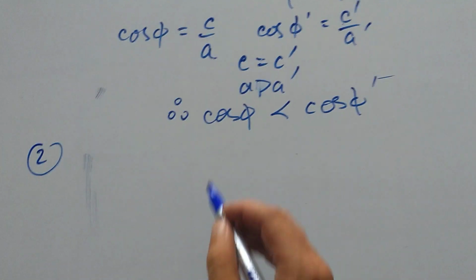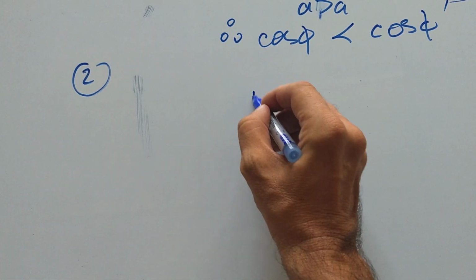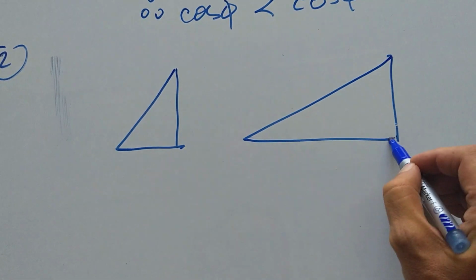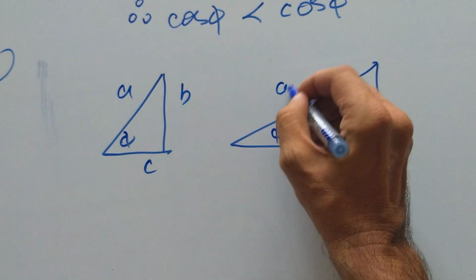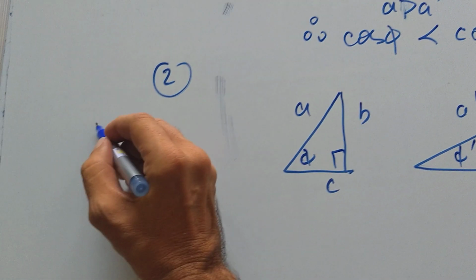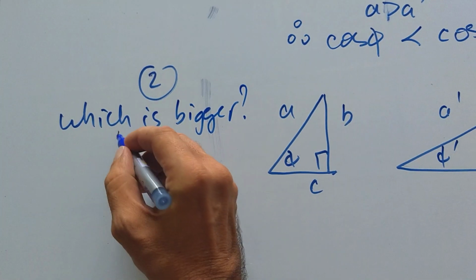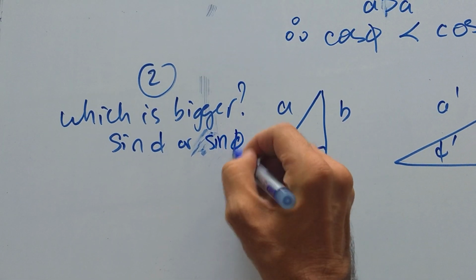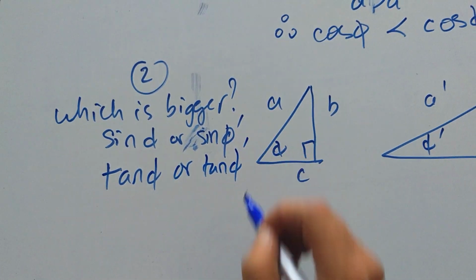2. In this case, I'm going to make the other leg of the triangle equal. Let's try two of them like this, here and here. This one like that, that one here. So here phi is big, phi prime is smaller. A, B, C, A prime, B prime, C prime, 90 degrees. So which is bigger, sine phi or sine phi prime? Tan phi or tan phi prime? Which is bigger?